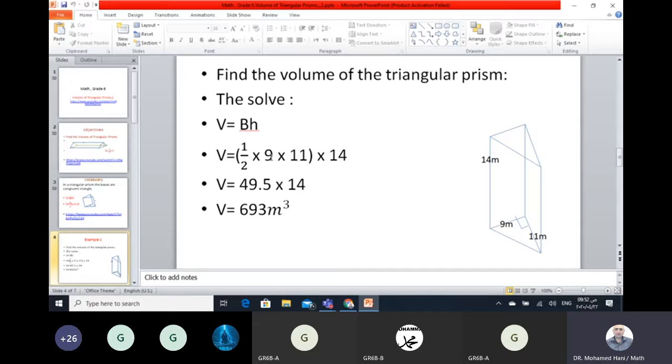Now 11 times 9 is 99. 99 times 1 is 99. Divide by 2, 99 divided by 2 will be 49.5. Multiply by 14 will be 693 meters cubed. So the volume here is 693 meters cubed.